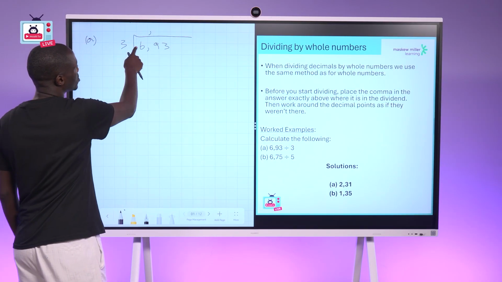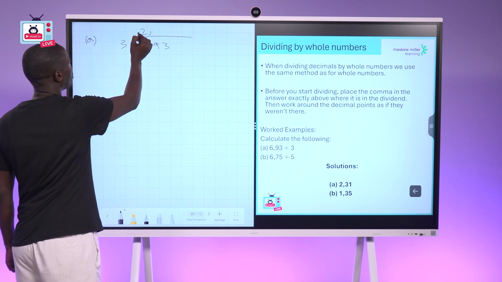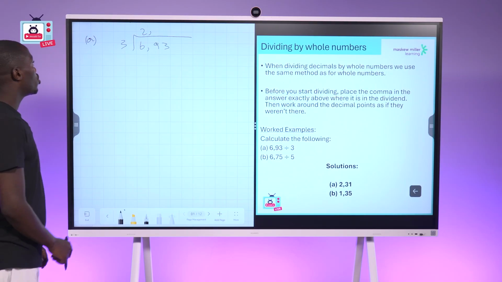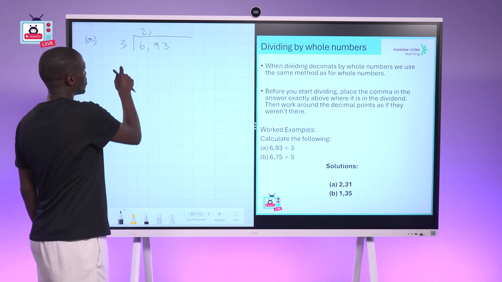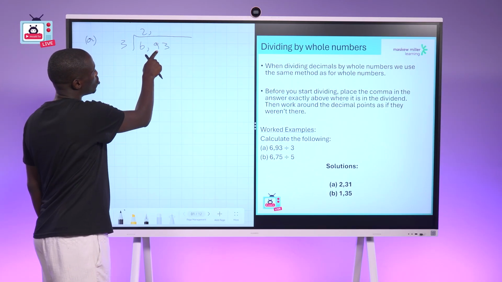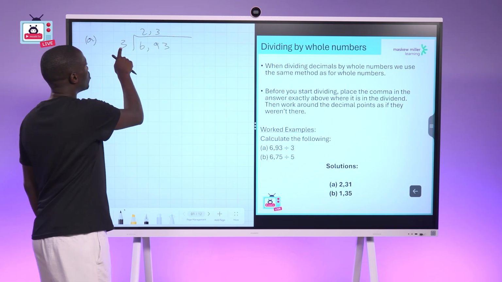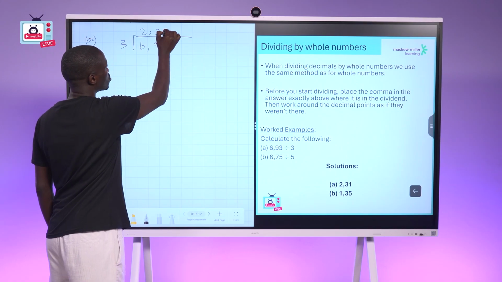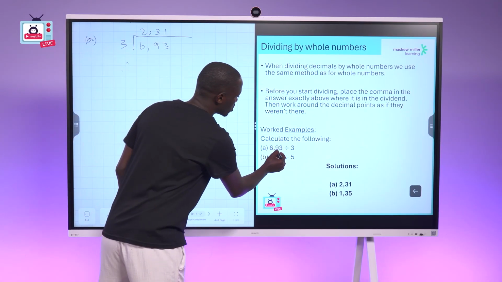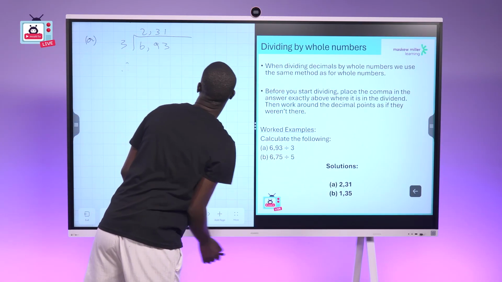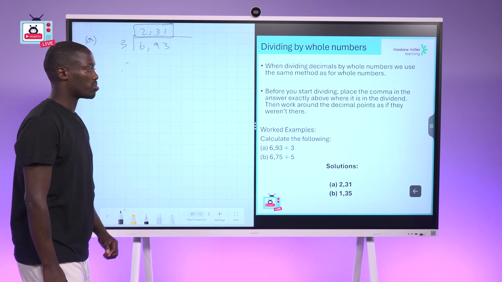Now you ask, how many times does 3 go into 6? 3 goes into 6 how many times? 2 times. Now, you are left with that 9 and 3. You ask yourself, how many times does 3 go into 9? 3 goes into 9, 3 times. And then you ask yourself again, how many times does 3 go into 3? It goes into 3 1 time. So that means, therefore, the answer of 6.93 divided by 3 will be 2.31. This is what I call the short method.